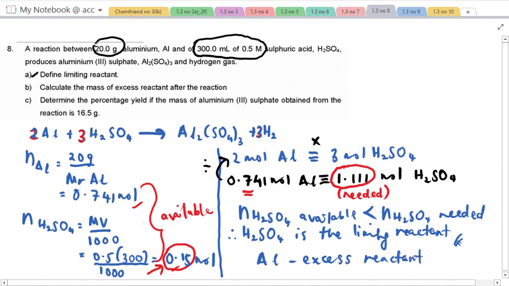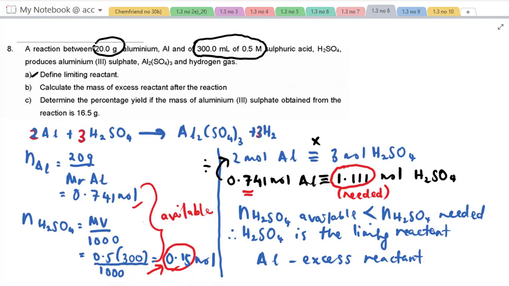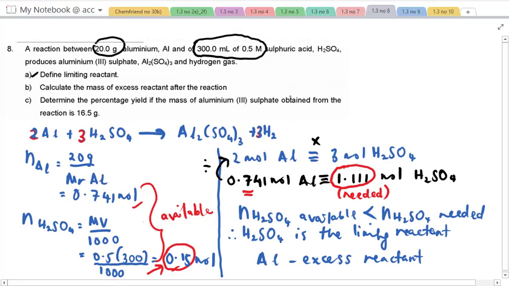Oh, but the question wants the mass of the excess reactant, kan? It does not ask us to determine the limiting reactant. But still we have to determine the excess reactant, Al, kan? So aluminium. Okay, since sulfuric acid is the limiting reactant, kan?